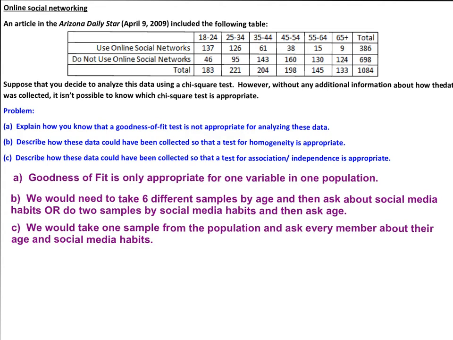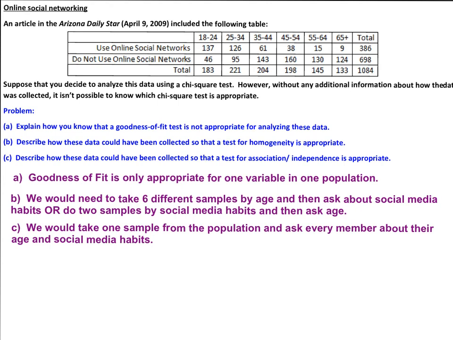If it was one giant sample of 1,048, and then everybody was classified based on their age and their social network use, then it would be a test for independence. So that's really what you look close for. Keeping in mind the much, much bigger deal between these two is the first question. Could you look at that and make sure it's not goodness of fit? If you can get that down to homogeneity and independence, look for the sampling methods, but at the end of the day, pick one and go with it.